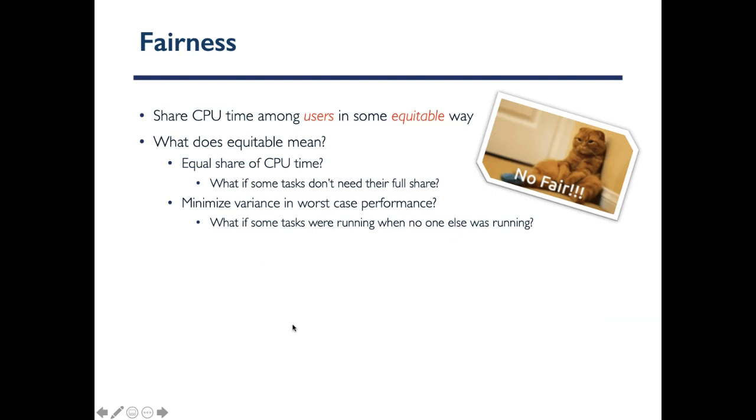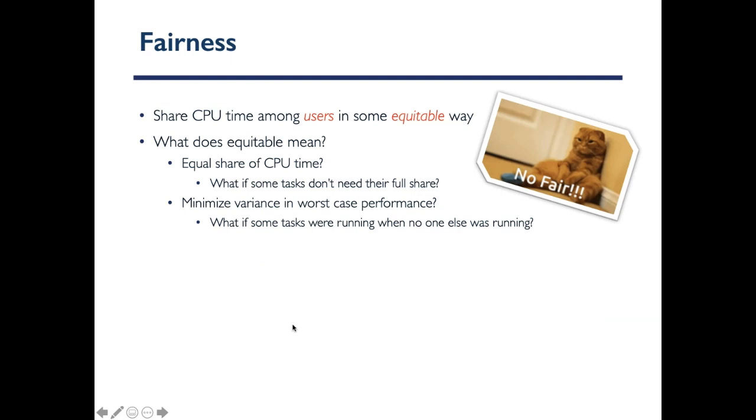But is it really fair, this one? Maybe you have this task that doesn't need CPU. It does a lot of I/O. So if you give it CPU, it's not going to use it. So although you are being equal in the way that you're treating your tasks or your users, you're not really necessarily implementing fairness.